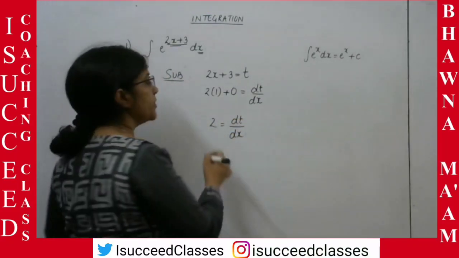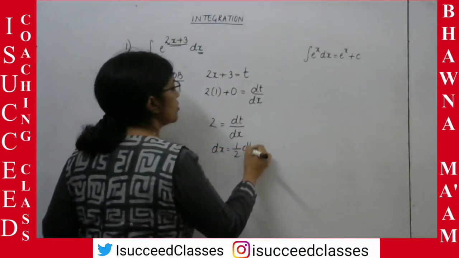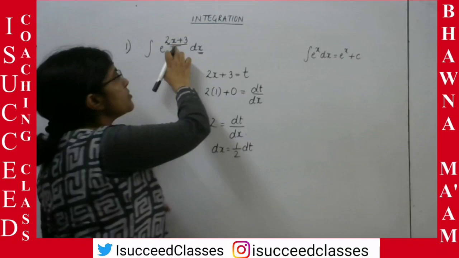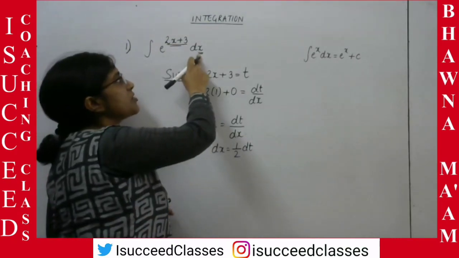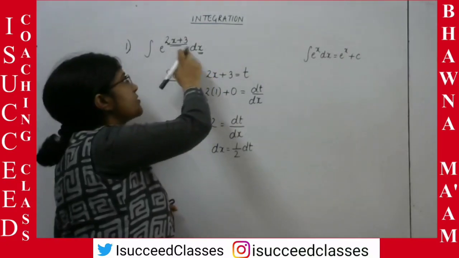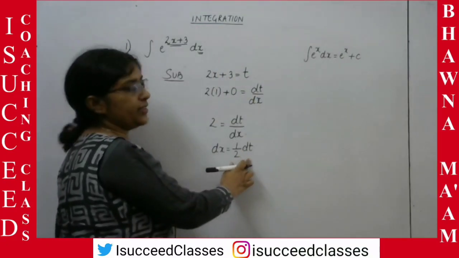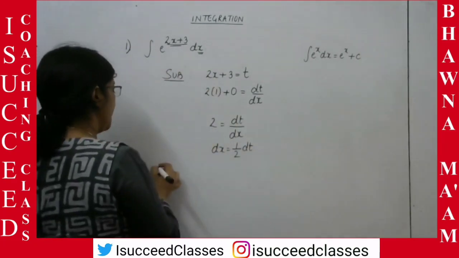This can further be written as dx is equal to half dt, because if we are going to change this variable to t, we'll also have to change dx, because that shows what is the variable, right? So if x is the variable, it should be dx. If t is a variable, it should be dt. So let's put these things here.